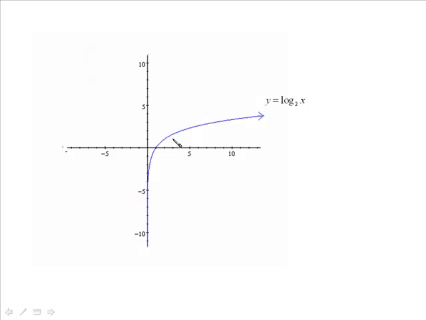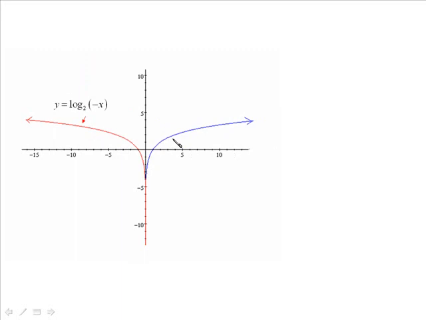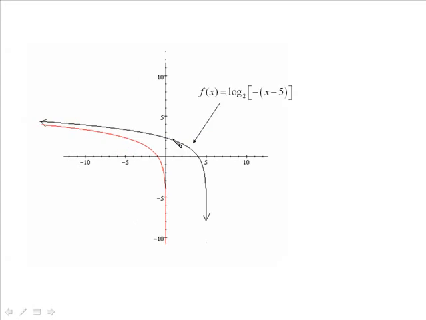Now, here is our untransformed curve, y is equal to the log of x base 2. So I'm just going to walk it through those two transformations. We reflect it in the y-axis like that. And then we take that curve and translate it 5 units over to the right. So we can see our x-intercept is 4. As long as there are no vertical translations, we just follow it.